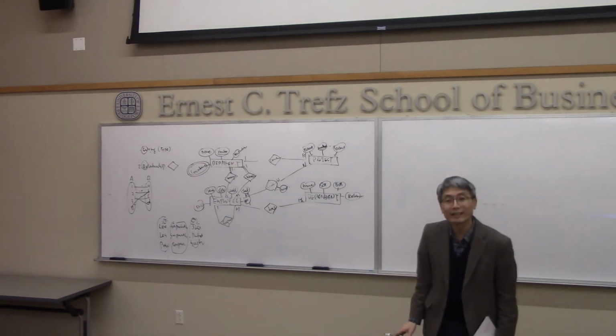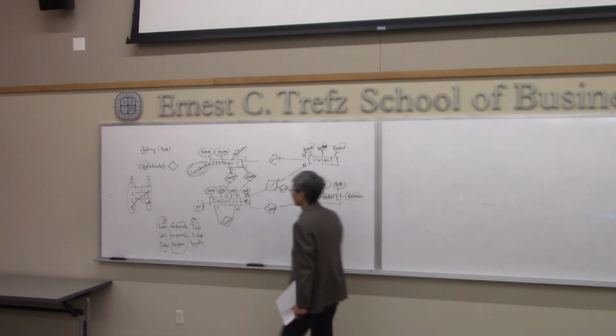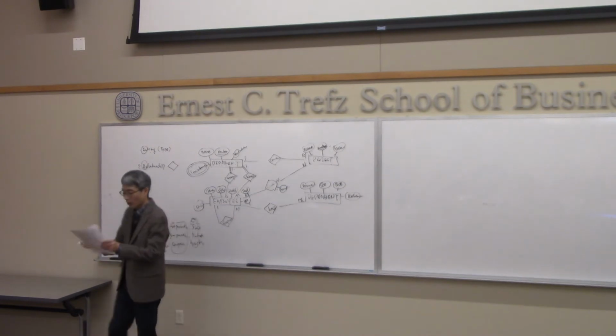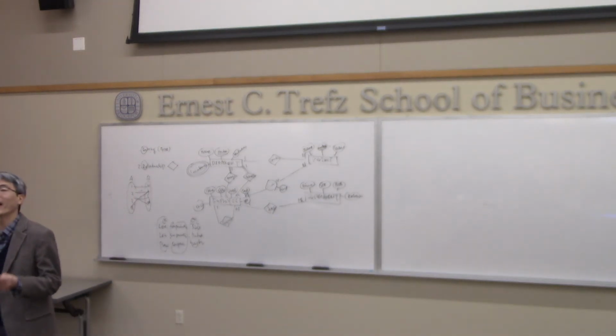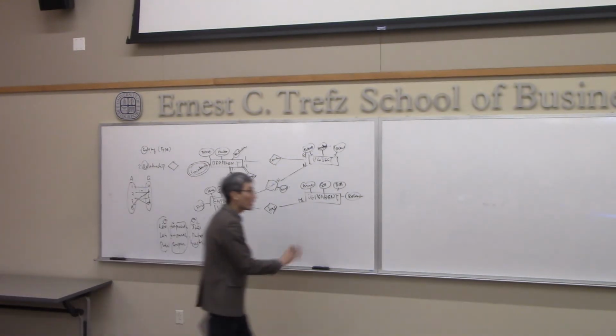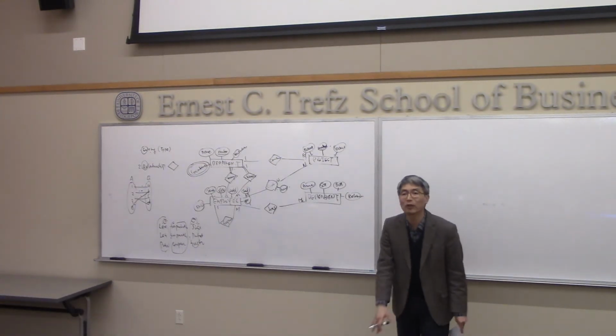Okay, then except for the weak entity. The last one, not last one, number 4, is the weak entity type. Last time I introduced that there are 2 types of entity.